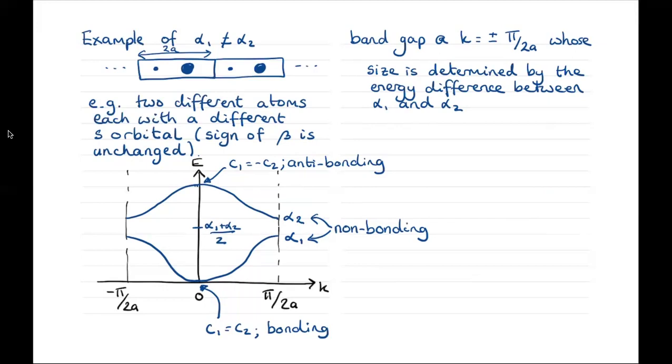I want to just change what I said here and say that for the antibonding orbital C1 and C2 have opposite sign, and for the bonding orbital C1 and C2 have the same sign, because in the case where the two atoms are different, the magnitudes of the coefficients are not necessarily equal.